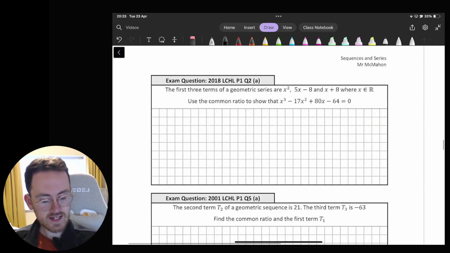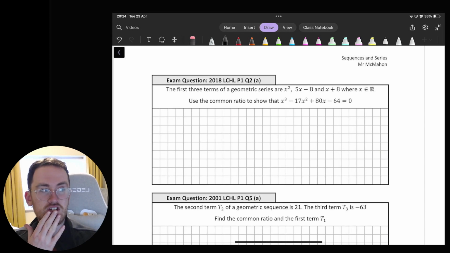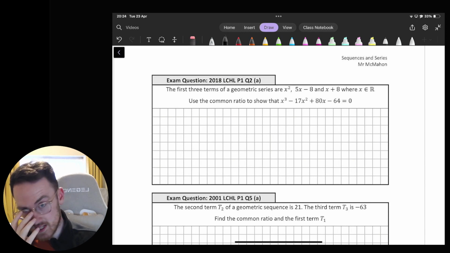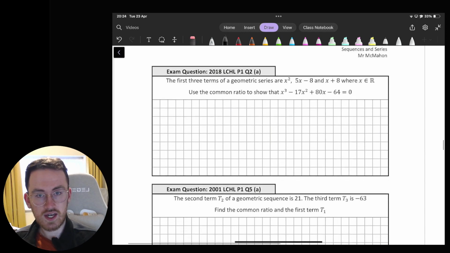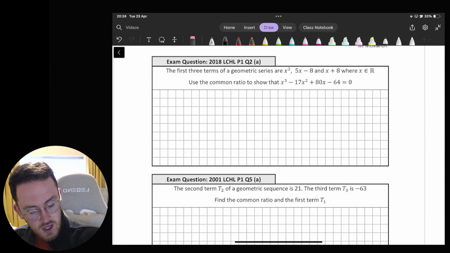Okay, let's get into some of the exam questions then. So the first three terms of a geometric sequence are x squared, 5x minus 8, and x plus 8, where x is an element of R. Use the common ratio to show that x cubed minus 17x squared plus 80x minus 64 equals 0. So common ratio just means I take any term and divide it by the previous term, and that should be the same no matter which term I start with.